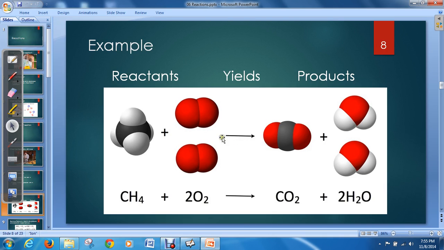Here's another word for you to know. This little arrow you see shows what's happening, right? These guys are going to turn into these guys. There's a special name for that arrow, or when we're saying it in layman's terms, we say yields. So these guys yield these guys. It makes it easier to say in English, rather than having to describe the formulas. So I can say you take methane and oxygen gas, and that yields carbon dioxide and water. That's a lot easier to say than trying to write out the whole formula.